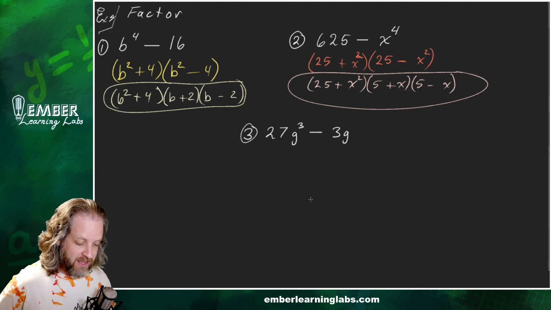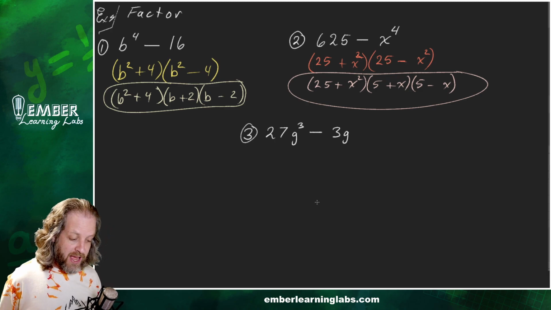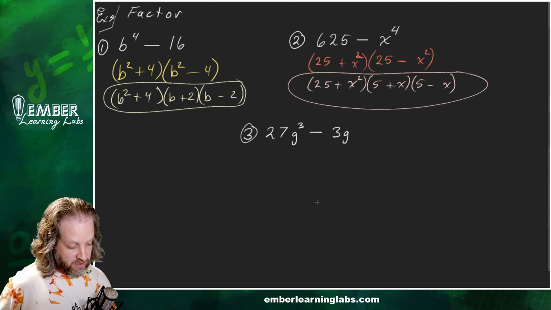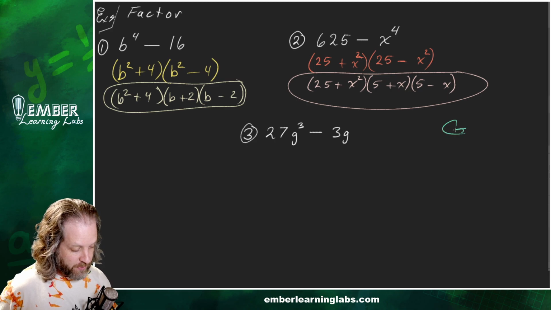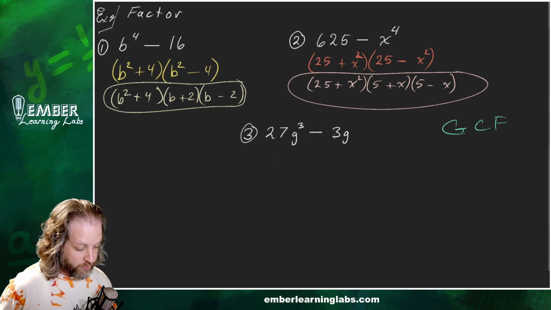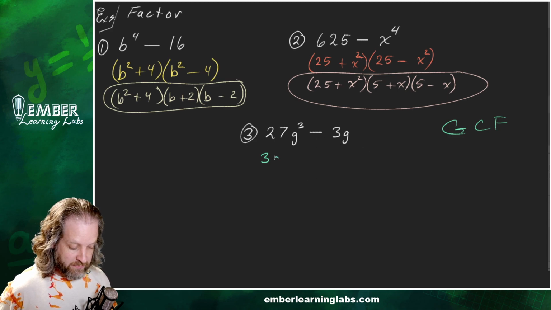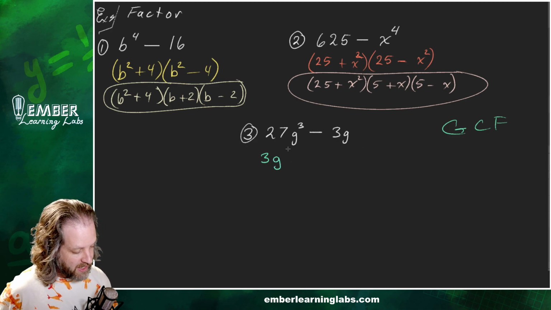The astute among you may have already seen what to do. What you're going to do is look for that GCF. Remember, we're always going to want to look for a GCF. So is there any common factors here? Well, 3 goes into both of them, so we're going to pull a 3 out. And G goes into both of them, so we're going to pull a G out. And then when we do that, what is left?